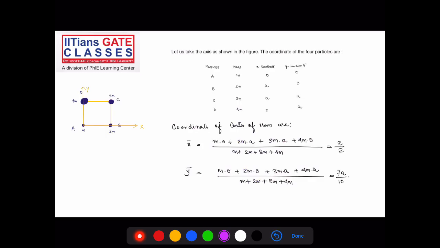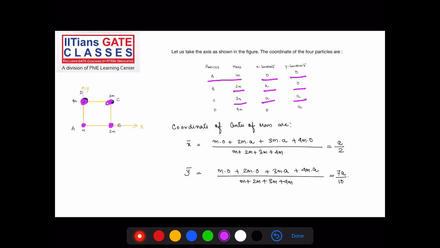Okay, let us arrange the particles and write their coordinates. Let us consider this as the x-axis and this as the y-axis. So you can see the coordinates of particle A are: x coordinate is 0, y coordinate is 0. For particle B, the mass is 2m, x coordinate is a, y coordinate is 0. For particle C, mass is 3m, x coordinate is a and y coordinate is also a. And for particle D, mass is 4m, x coordinate is 0 and y coordinate is a.